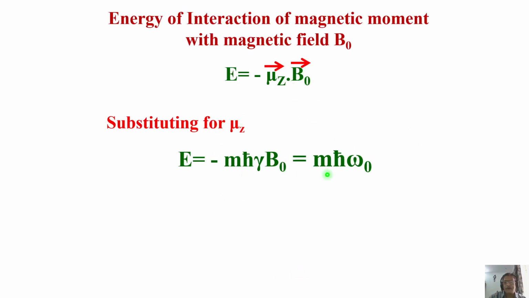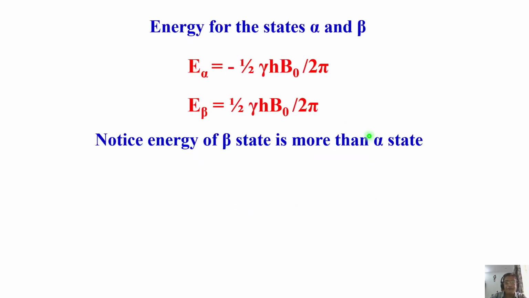Now E is equal to m h cross omega naught. What is omega naught? Now omega is equal to minus gamma into B naught. This term I'm resolving; I'm separating out these two terms. m h cross I'm retaining. Minus gamma B naught, I call it omega naught. So the energy of interaction can be brought to this form, m h cross omega naught. Now we will resolve them into two components.